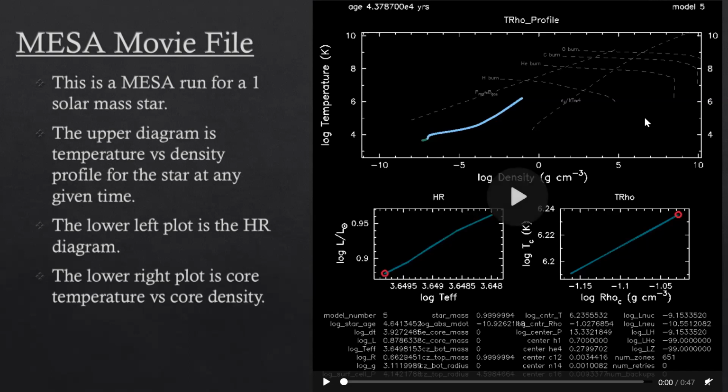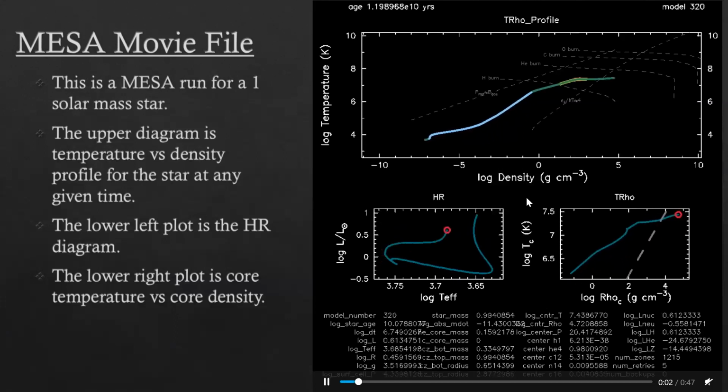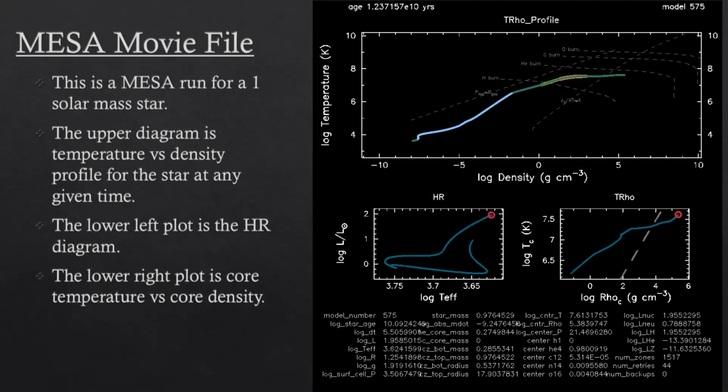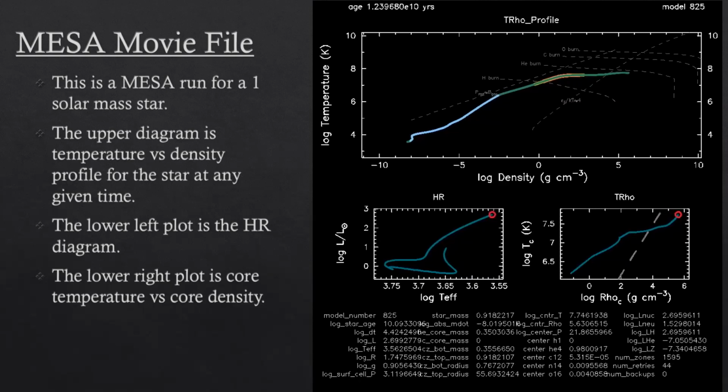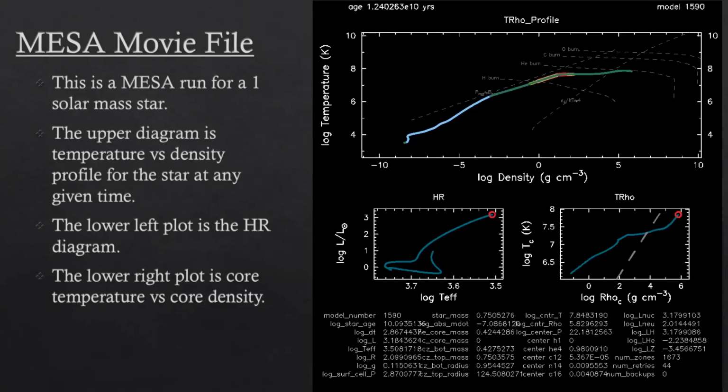So we can see it's already off the main sequence, already in the red giant branch. It goes over the main sequence very quickly, spending a lot of time on the red giant branch. Lots of models there. You can see the model number going up, and still on the red giant branch. All this data is available in the history file, so yeah, it's a bit messy here.